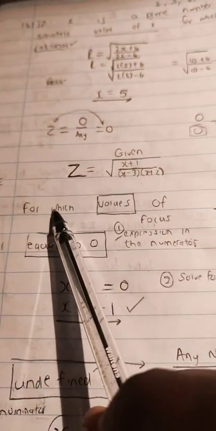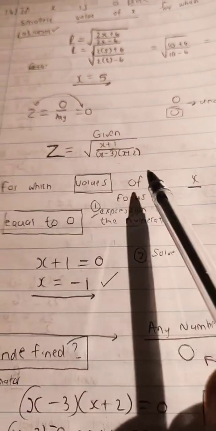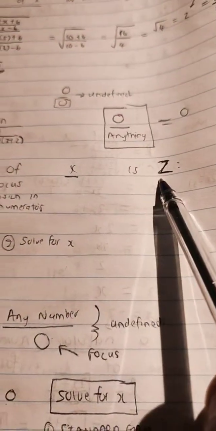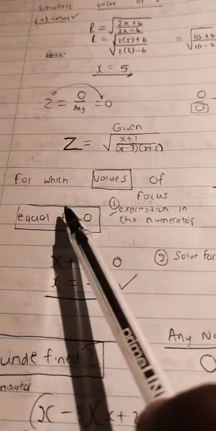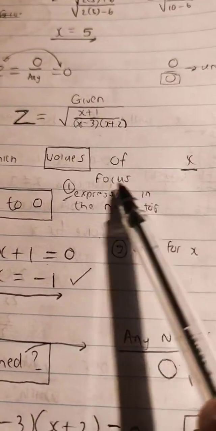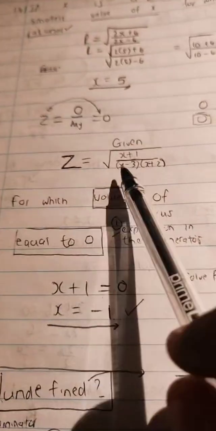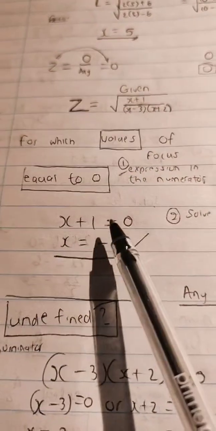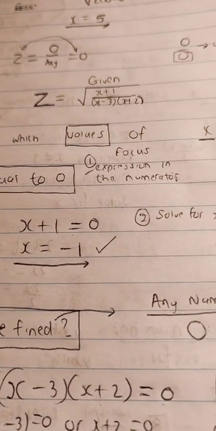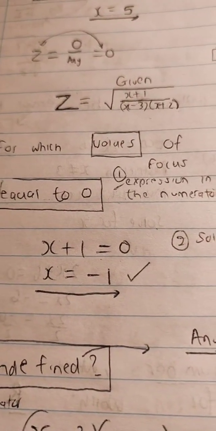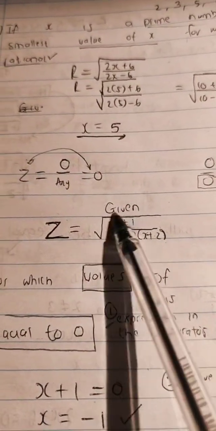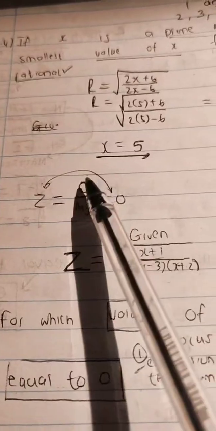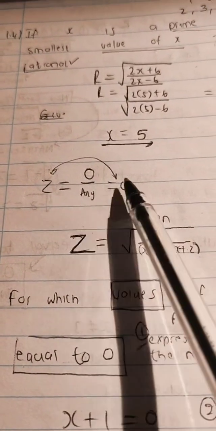Once again, what did the question ask? For which values of x is z equal to 0? So your focus should always be, in questions like this, on the numerator: taking the expression in the numerator, equating it to 0, then solving for x. Always keep that in mind. We take the expression in the numerator because we understand that 0 divided by anything gives us 0.